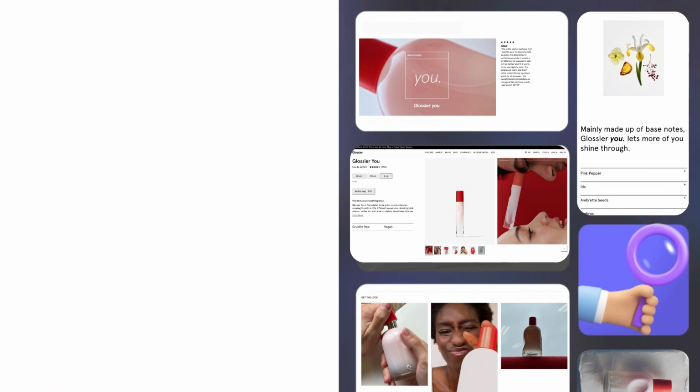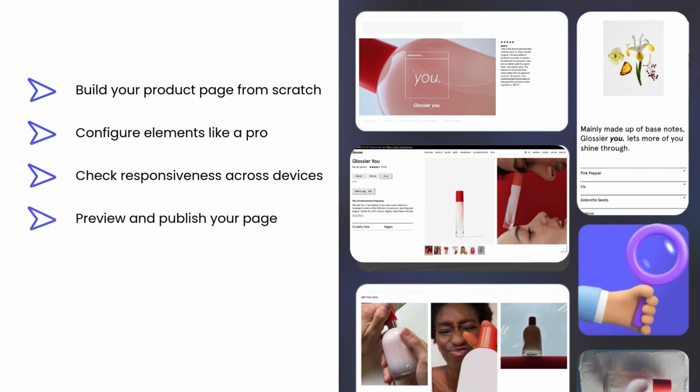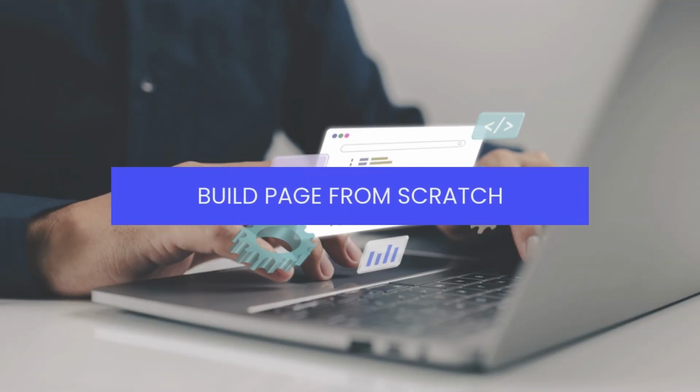By the end of this video, you'll know how to: 1. Build your product page from scratch. 2. Configure elements like a pro. 3. Check responsiveness across devices. 4. Preview and publish your page. 5. Use a template or pre-made section to build this product page.